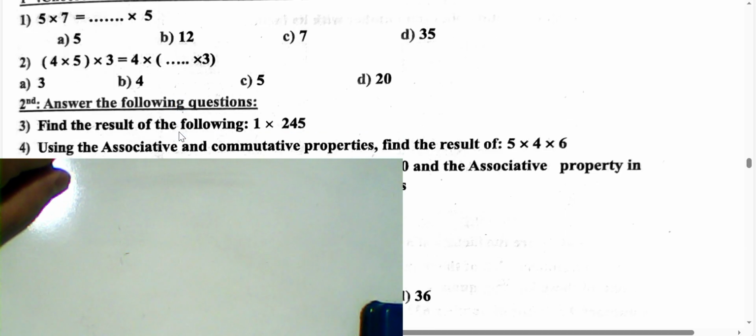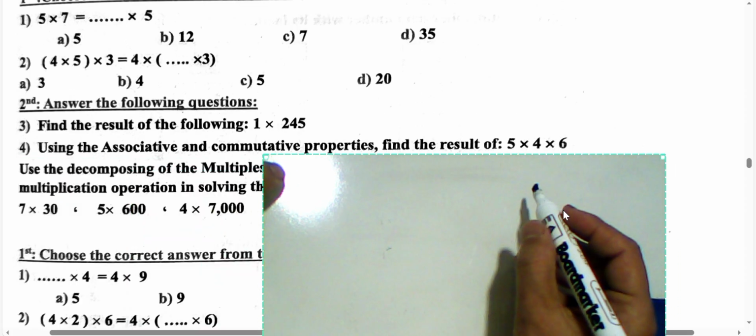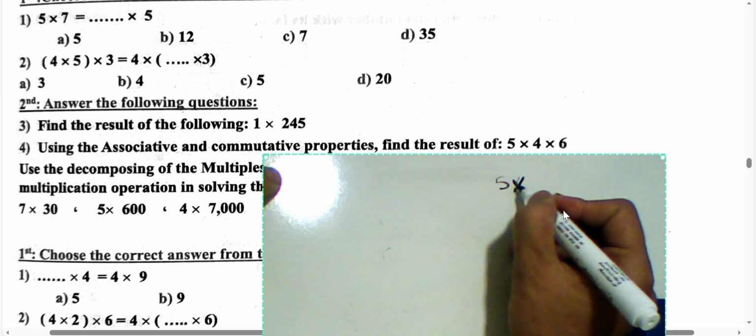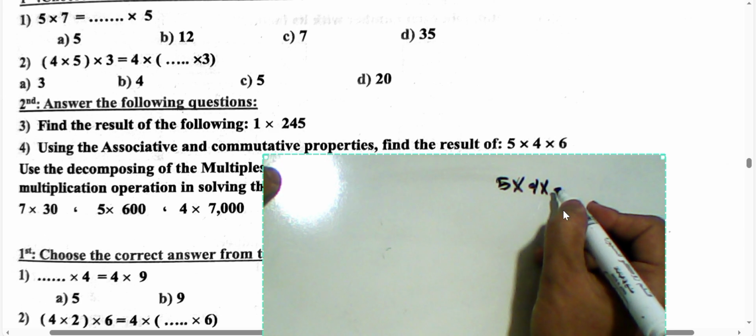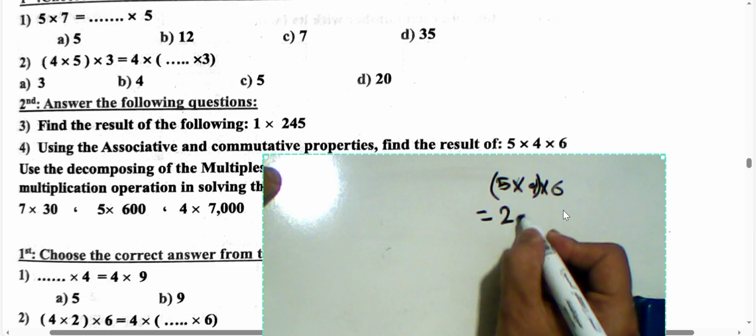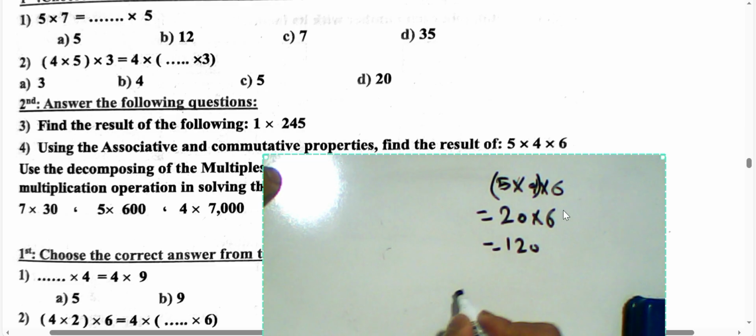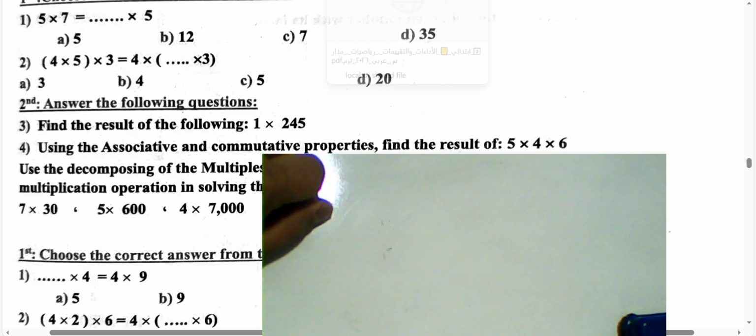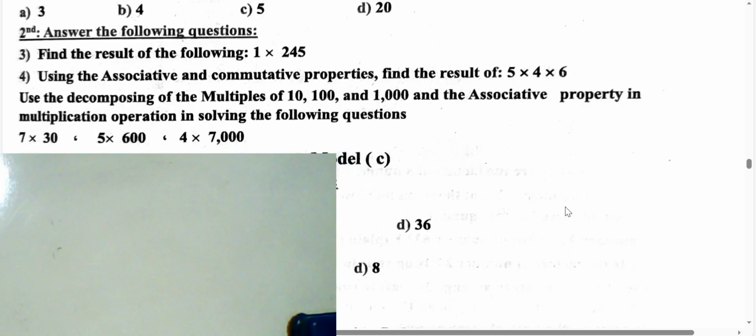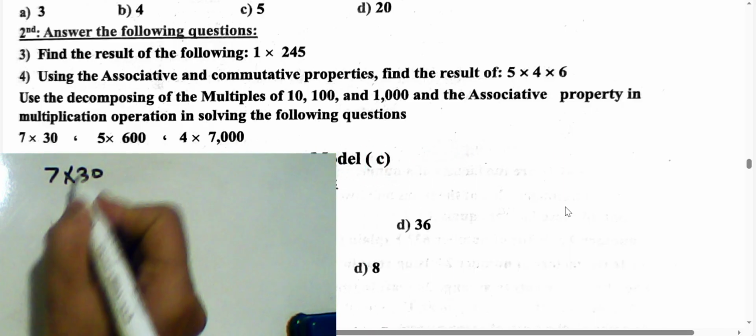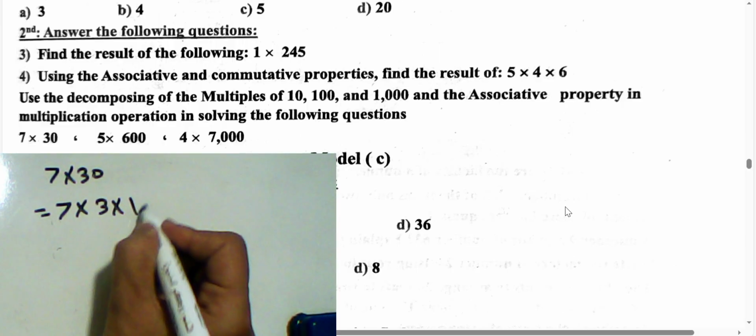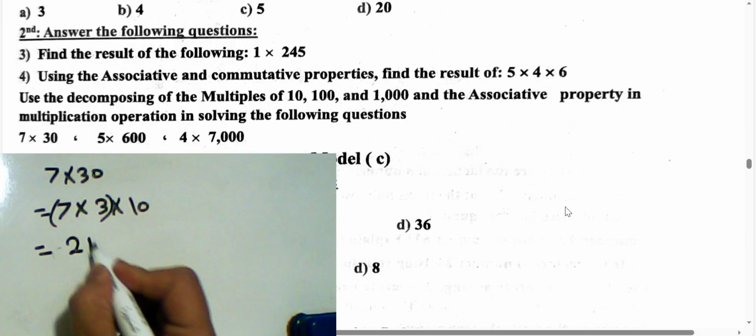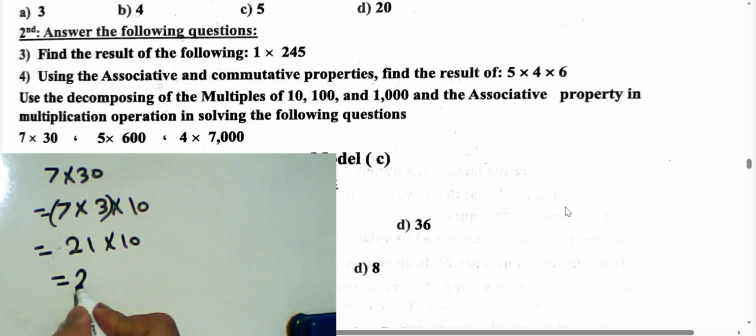Next question. Using the associative property to find the result here, for example 5 times 4 times 6. We can put brackets, and 4 times 5 is 20. 20 times 6 equals 120. Put 0 and 2 times 6 is 12. Next question. Use multiples to find the answer here. About 7 times 30, equal, right? 7 times 30 equals 7 times 3 times 10. Put brackets. 7 times 3 equals 21. 21 times 10 will be 210.